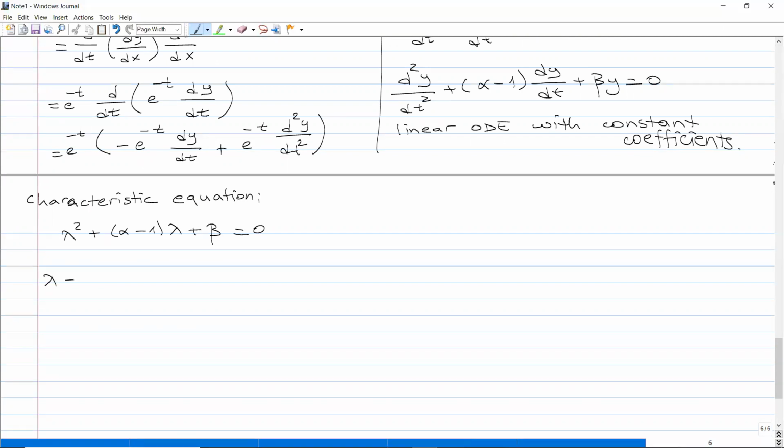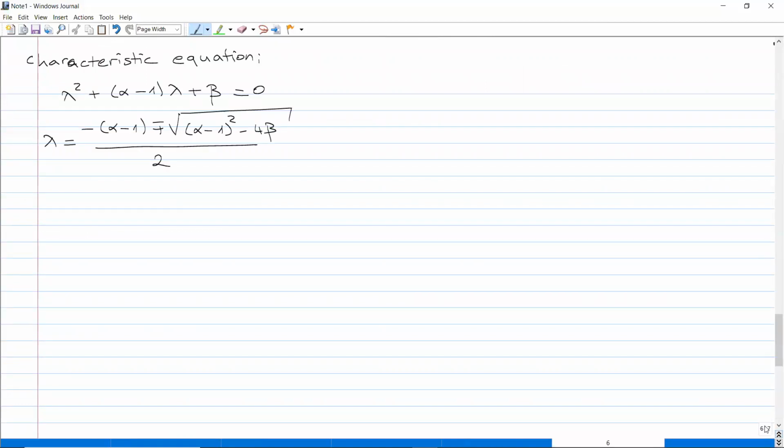And solutions, quadratic formula: minus alpha minus 1 plus or minus square root of alpha minus 1 squared minus 4 beta, divided by 2. And of course, the solutions depend on the discriminant. What is the discriminant? Alpha minus 1 squared minus 4 beta. So the first case, discriminant positive. We have two real distinct solutions.